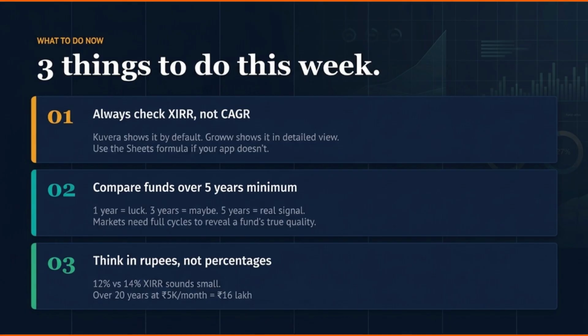Third, don't confuse the return percentage difference with the actual rupee impact. On paper, 12% and 14% sound almost identical. But look at the math for a 5,000 rupee SIP. Over 20 years, that tiny 2% gap is a 16 lakh rupees difference in your bank account. That's worth a car, a down payment, or a child's education. Do these 3 things, and you're already ahead of most investors in India.